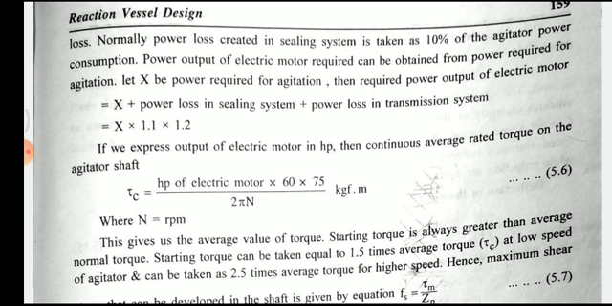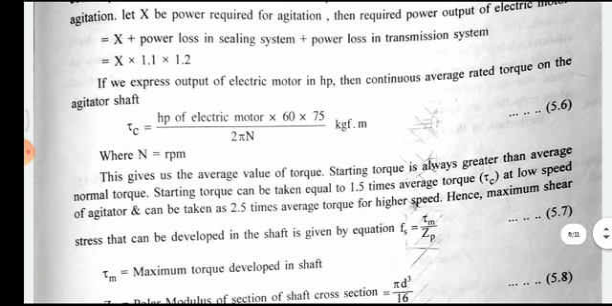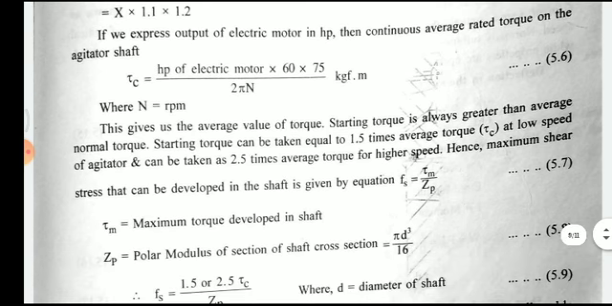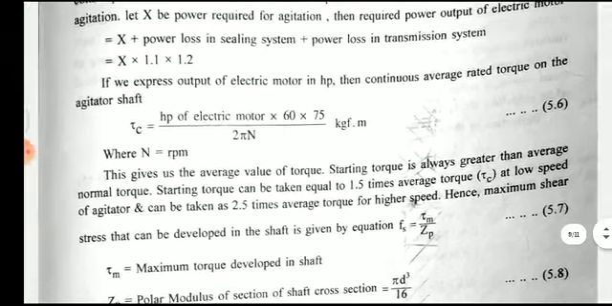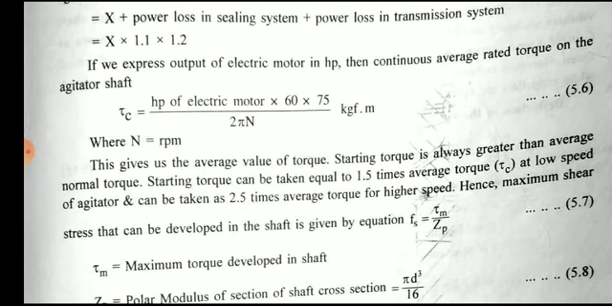Then if we express the output of electric motor, generally it is in horsepower, so the continuous average rated torque on the agitator shaft, Tc, that means tau c, is equal to the HP of electric motor into 60 into 75 divided by 2 pi N, in kgf meter.